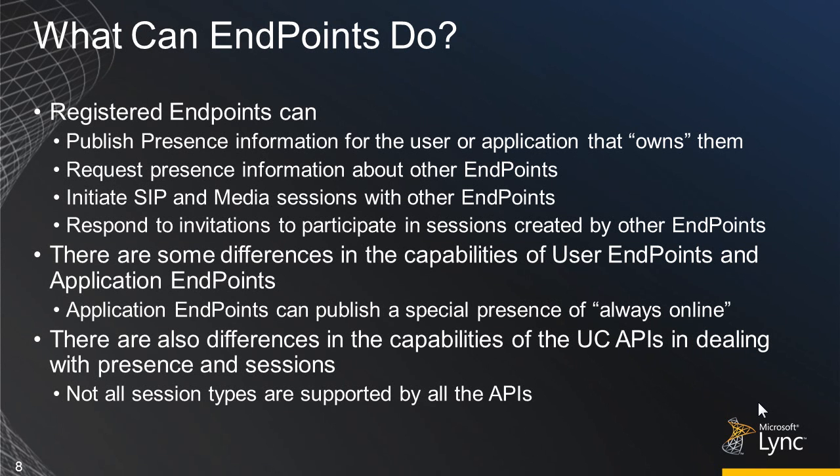Essentially what that tells the Link server is that when any endpoint asks for the presence of an application endpoint, if that application endpoint has this always online presence state, the server says, yep, it's online, and basically don't bother asking again because it's always going to be online. So it's a way of optimizing the presence query traffic related to application endpoints.